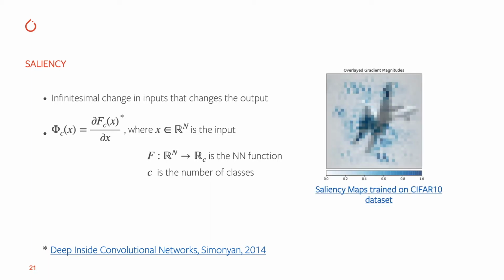On my right side of this slide, we can see an image that was predicted as plane using a model that was trained on the CIFAR dataset. Here we visualize the magnitudes of gradients overlaid on the original image. Larger magnitudes, highlighted in dark blue, indicate a strong prediction signal for the plane class.